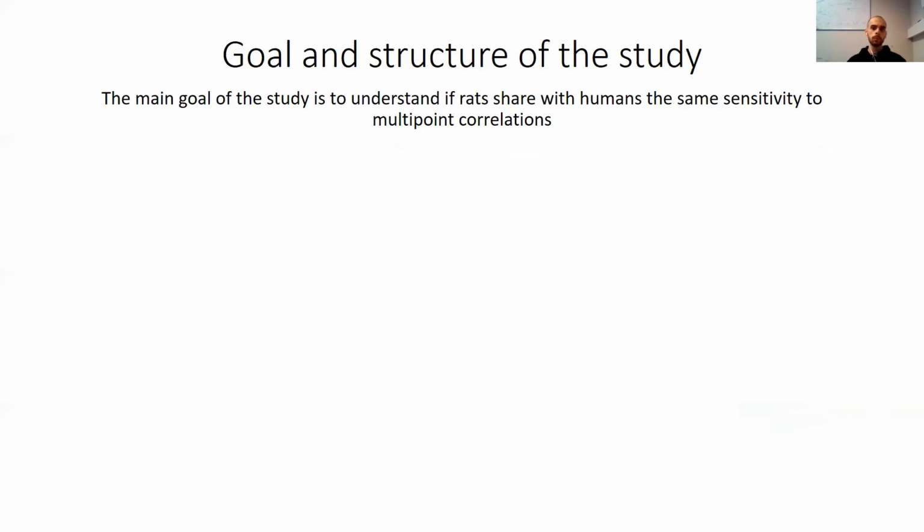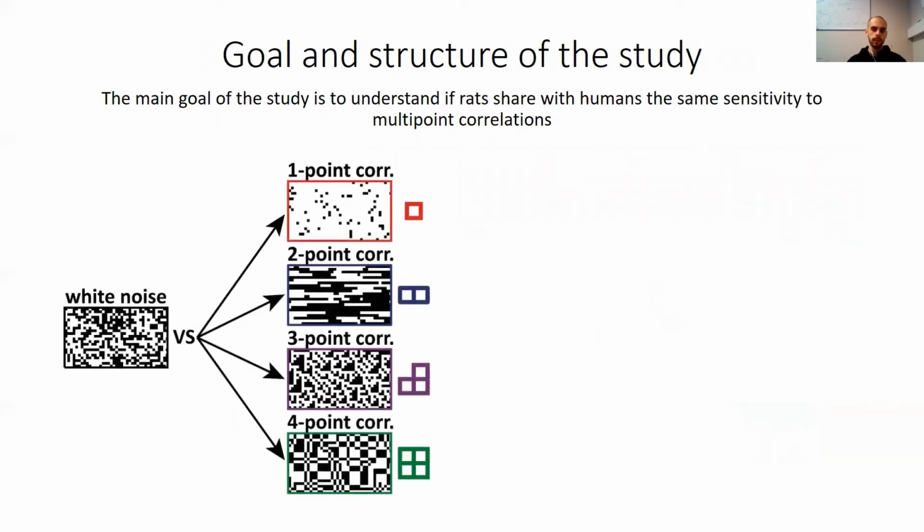But in humans, it's not possible to perform any direct causal study of this adaptation, as it would be possible to do with rodents through controlled rearing experiments. Still, going to the main goal of this work, it's not known if rats share with humans the same sensitivity to multipoint correlations. To answer this question, we selected 4 image statistics from 1 to 4 points and used the stimuli maximum entropy textures as shown here with their building blocks.